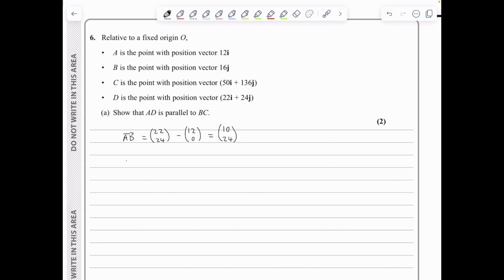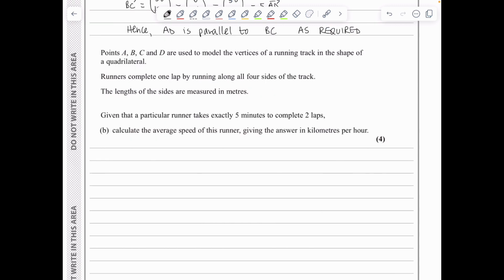I will similarly find the BC vector, which is C, (50, 136), minus B, which is (0, 16), which gives an answer of (50, 120). Now we observe that this is simply 5 times AD. So we see that BC is a multiple of AD, and therefore we conclude that AD is parallel to BC as required.